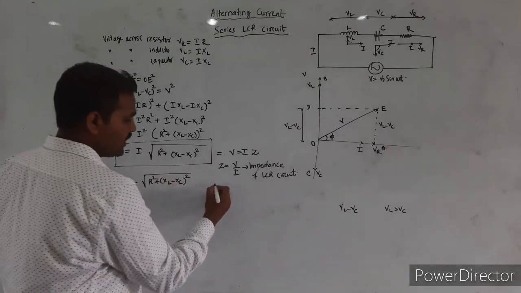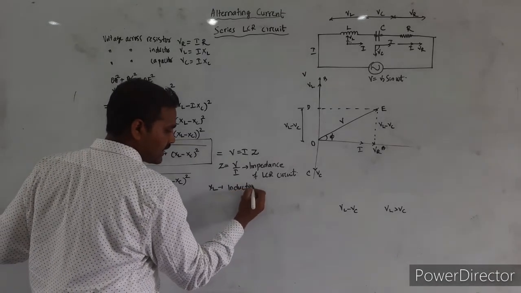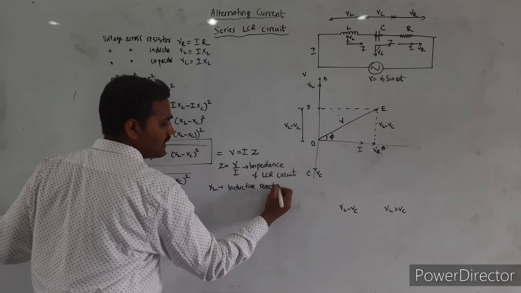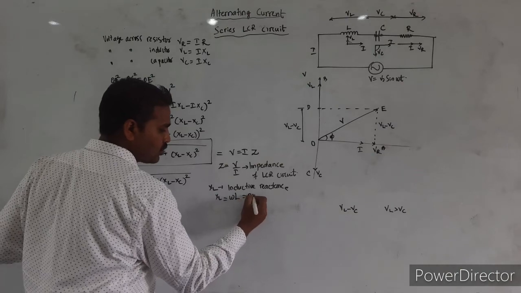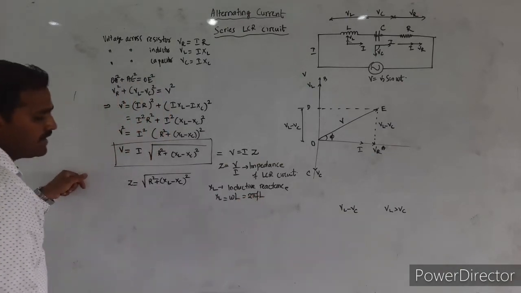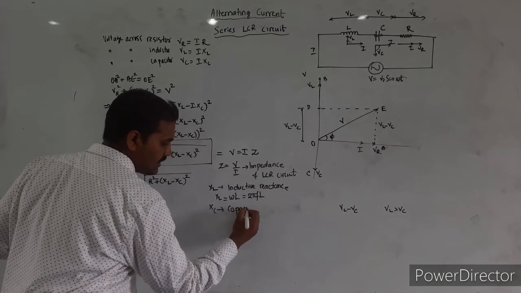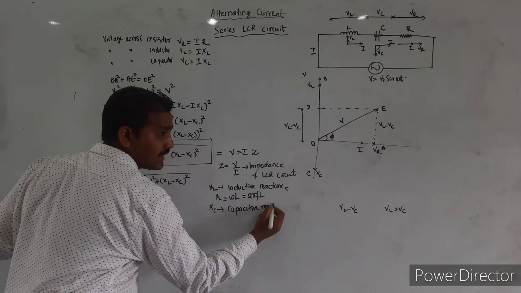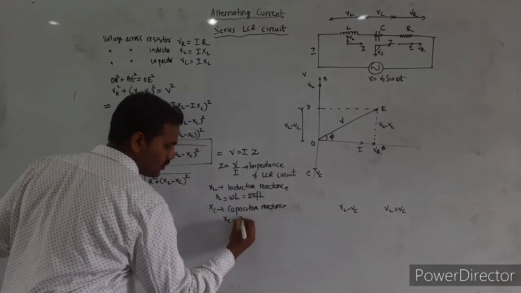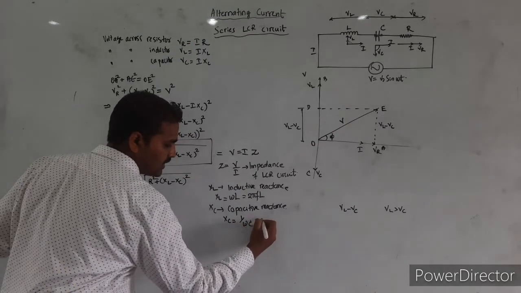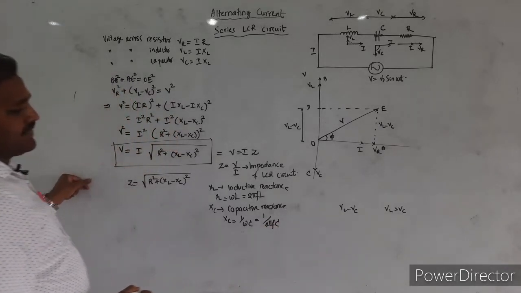Here XL is the inductive reactance, that is XL is equal to omega into L, which is equal to 2 pi F into L. And XC is the capacitive reactance, given by XC is equal to 1 divided by omega into C, that is equal to 1 divided by 2 pi F into C.